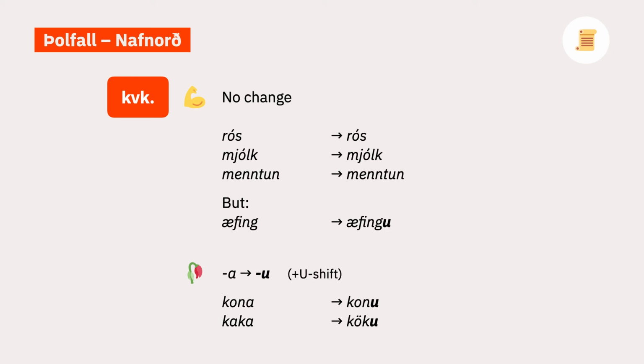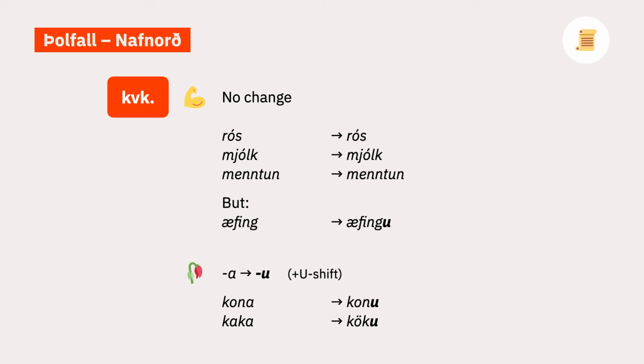So æving will become ævingu. It gets an ö on the end. For weak feminine nouns, the ending changes from a to ö, so from kona to konu. So for nouns with r in their stem, like kaka, this actually means that you'll get a u shift. So kaka becomes köku.